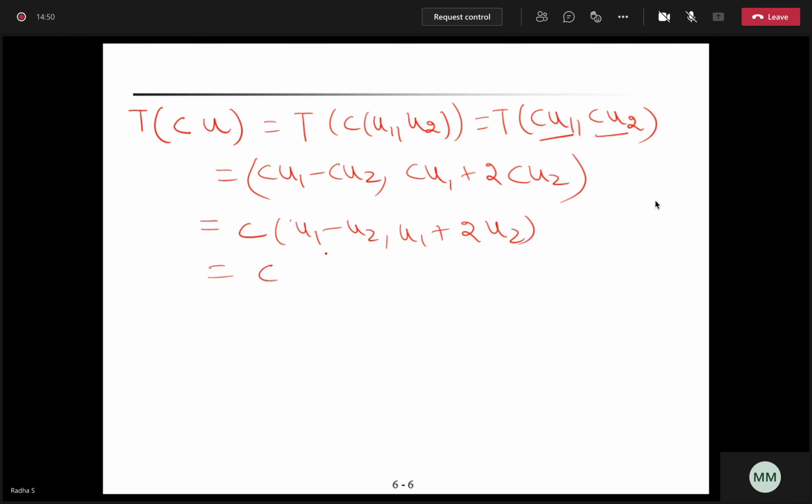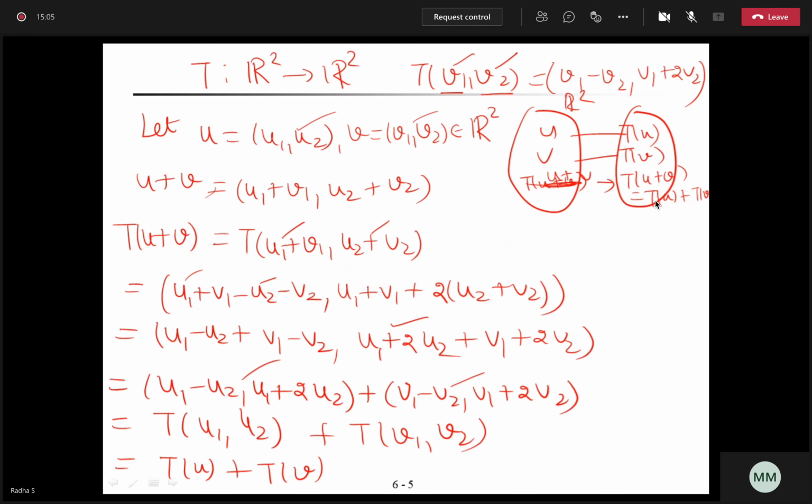Okay, what is this now? T of u. Therefore, T is a linear transformation. I will give you 1 minute. Please carefully look into this and then tell me whether you can understand.